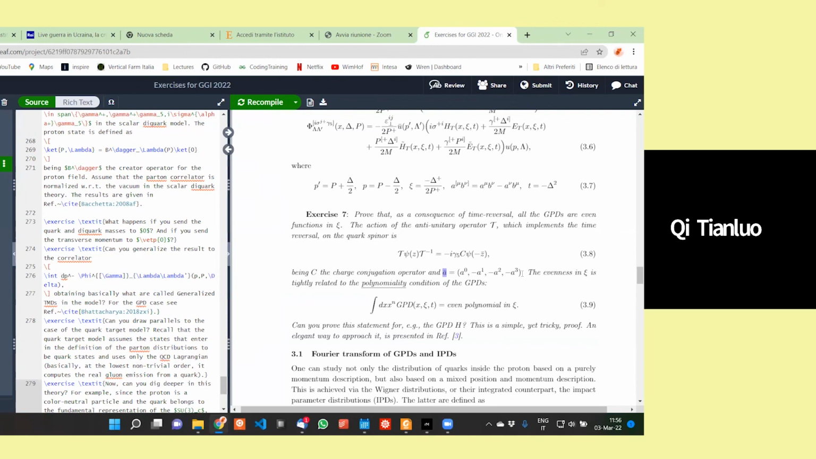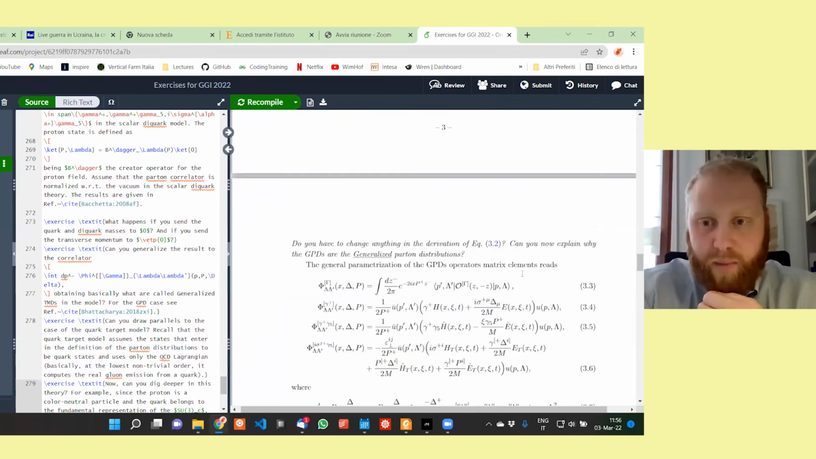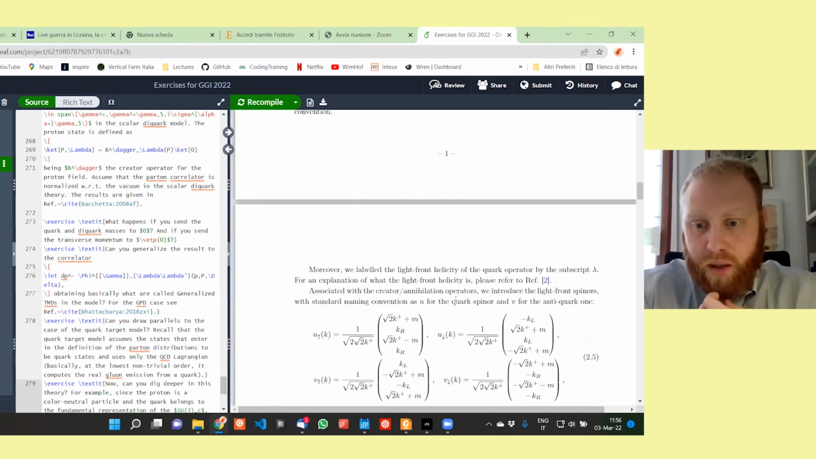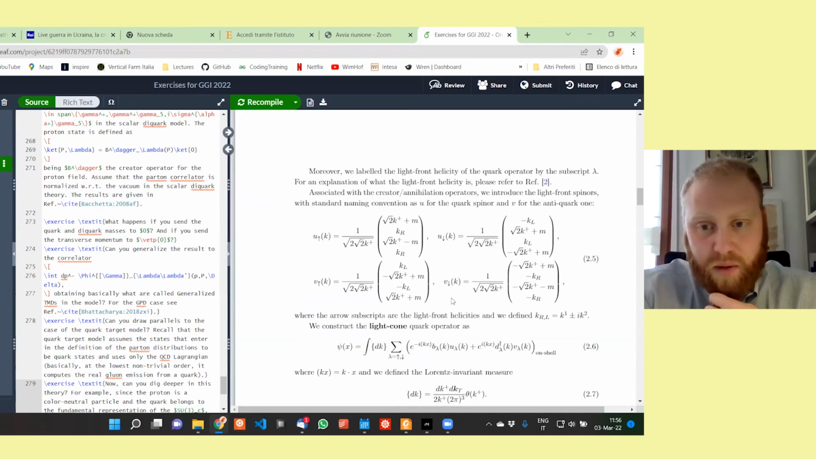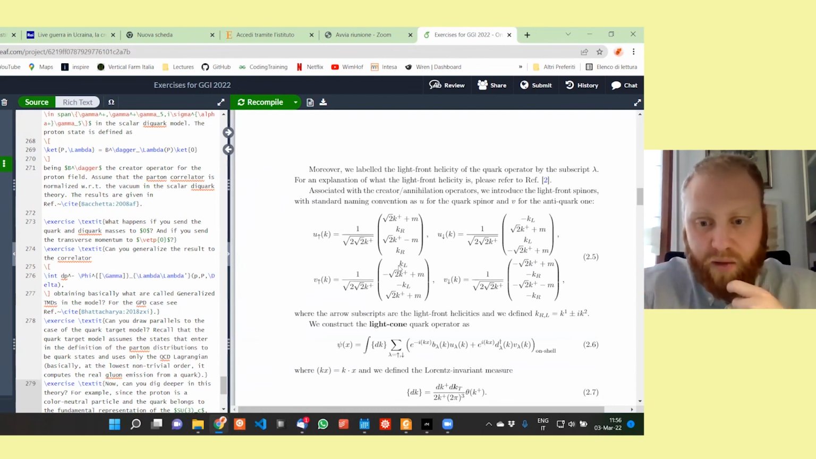So you mean that while we are doing exercise 7, basically we can forget 2.5 and 2.6, something like this, right? Yeah. For exercise 7, you absolutely do not need to go to the momentum space representation for your spinors. It's really just manipulations at the level of the matrix element that defines the GPDs.